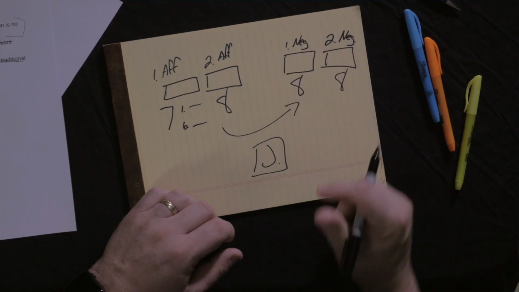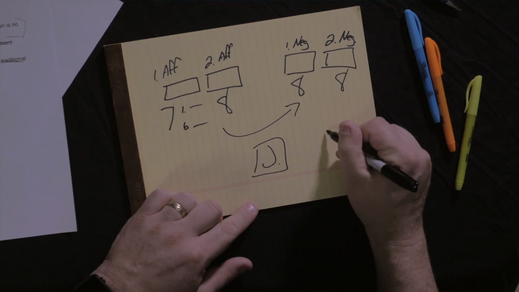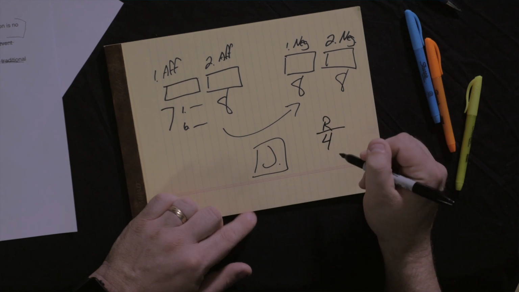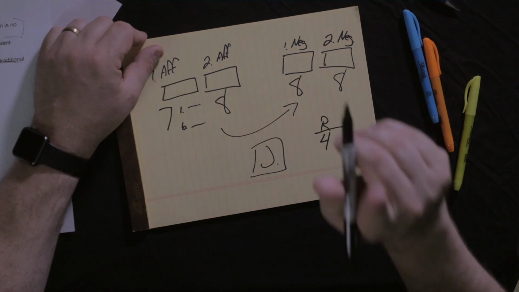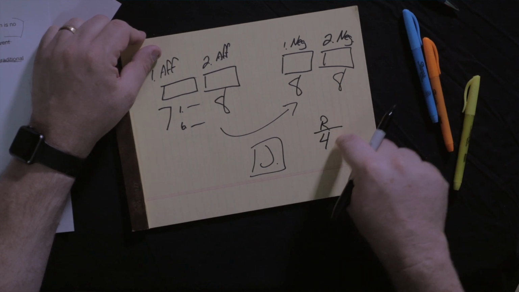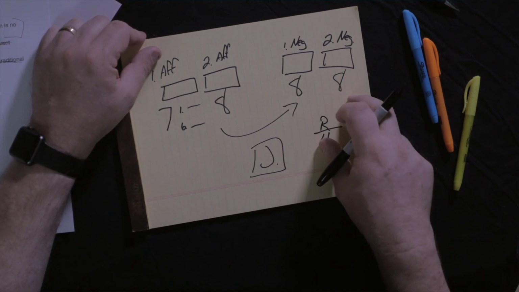The first negative is going to go up again, and he's going to give his rebuttal speech, which is 4 minutes in length. So that means the negative team has just given an 8-minute speech, and now they're speaking for 4 minutes. That's a lot of negative information.